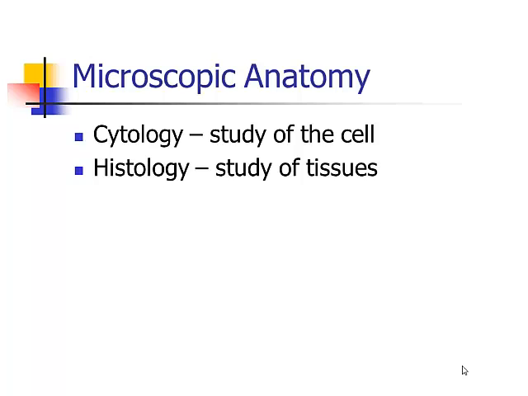We will also be studying microscopic anatomy. You can study anatomy at that microscopic level. We will be doing this during the first semester. We will be looking at the cells, which the study of the cell is called cytology. Cyto meaning cell, logy meaning study of. And we will also be studying tissues in the first semester, the different types of tissues that make up the organs in your body. And this study is called histology.